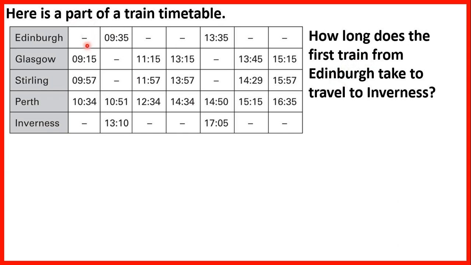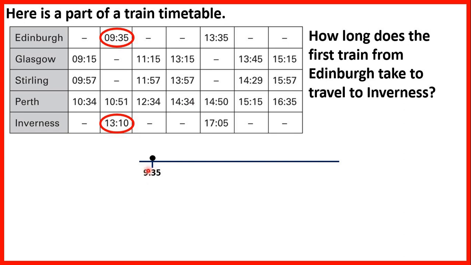This train here doesn't stop at Edinburgh, but the first train leaves Edinburgh at 9:35. We want to know how long it takes to travel to Inverness, and this train gets to Inverness at 13:10, or 1:10 in the afternoon. So we need to find the difference between these times.